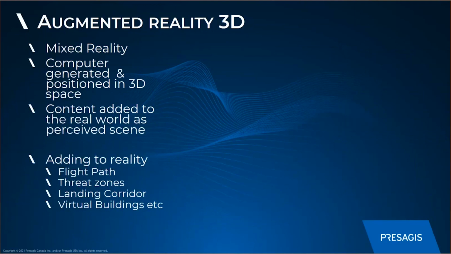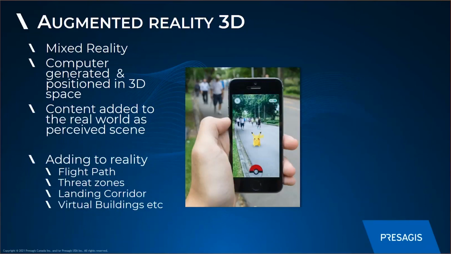The second type of augmented reality is actually the newer type that people are looking at more now, and that's augmented reality in 3D, often referred to as mixed reality. Effectively, this is a computer generation of symbology or people or objects, and it's positioned in 3D space. So what this means is content is added to the real world as if it was really there, hence the word mixed reality. So you have computer generated graphics that become part of the world around you.